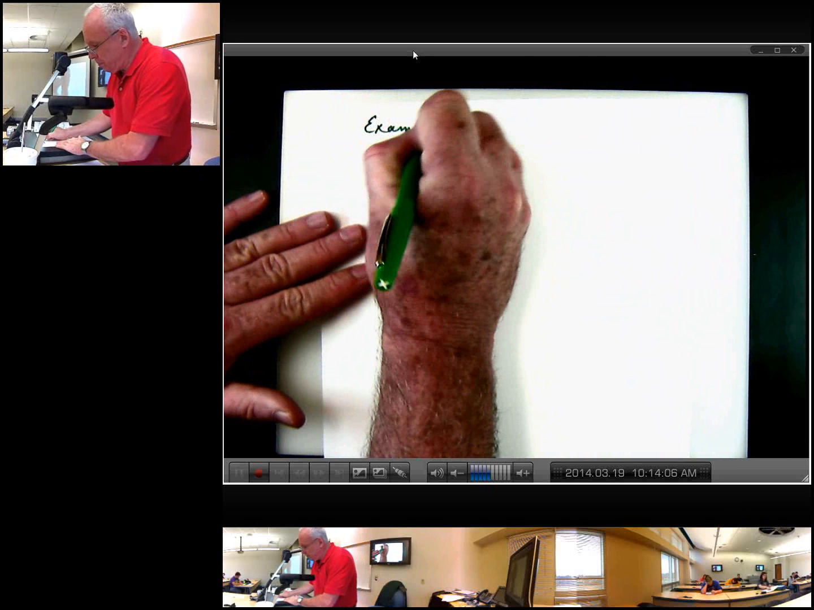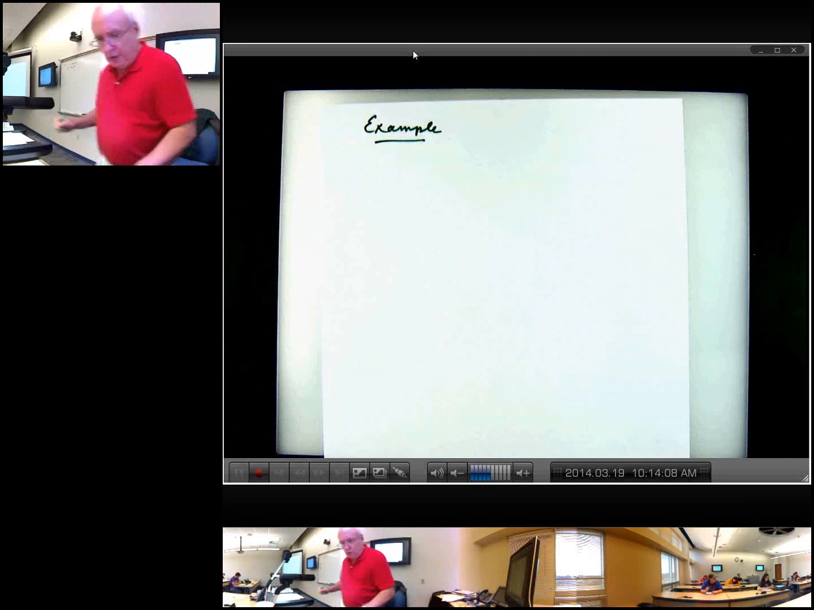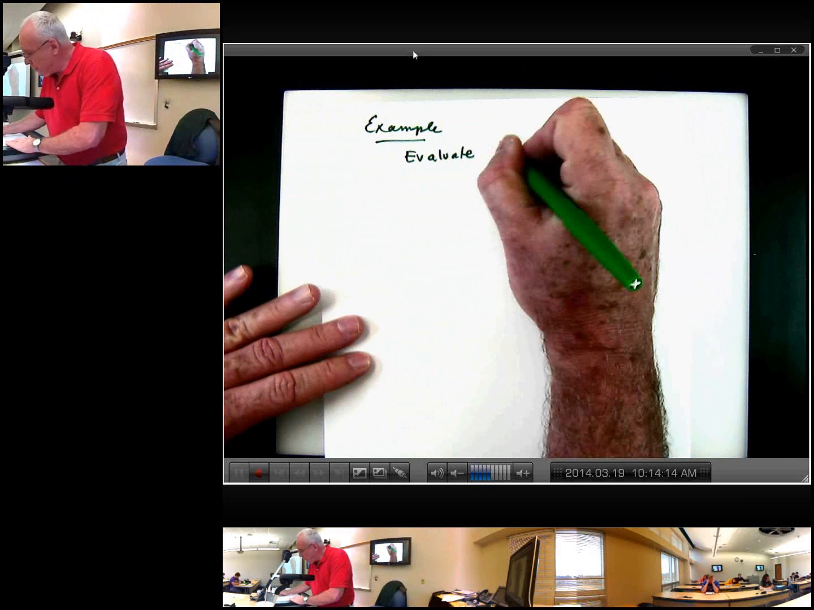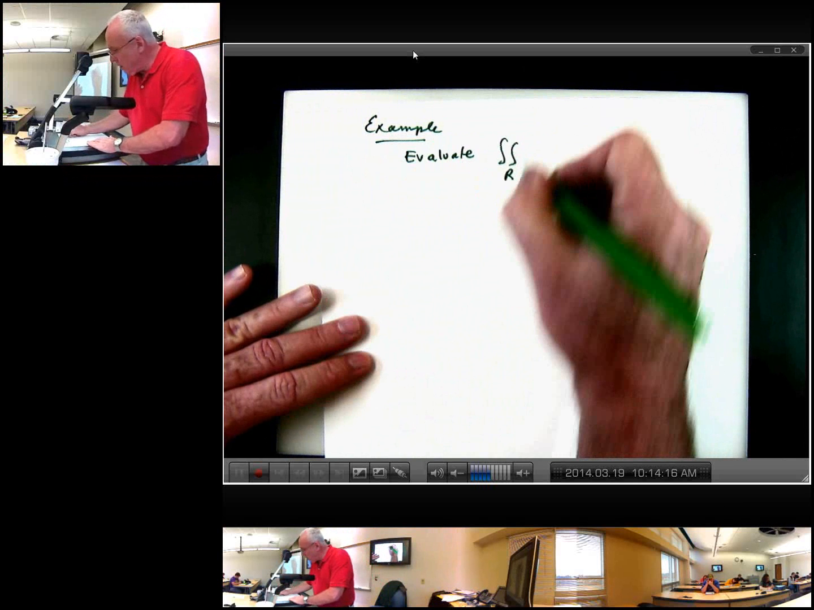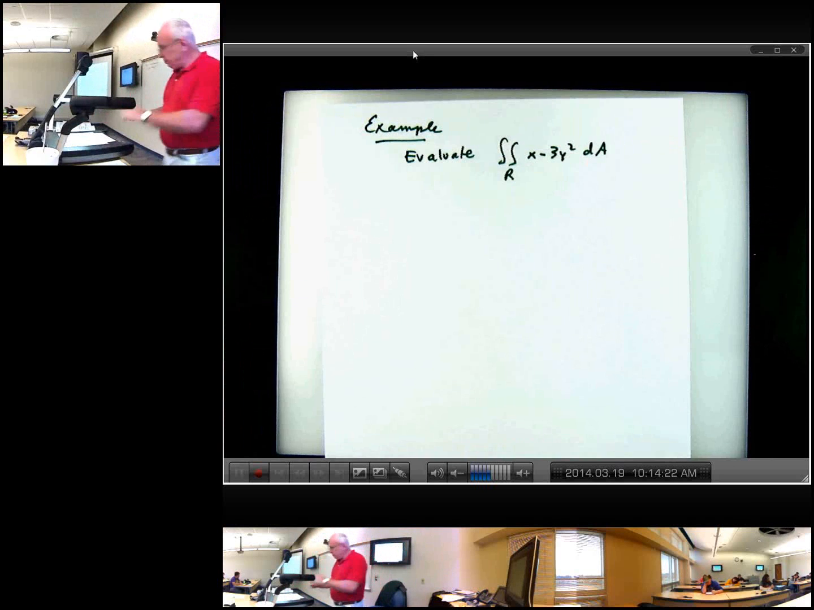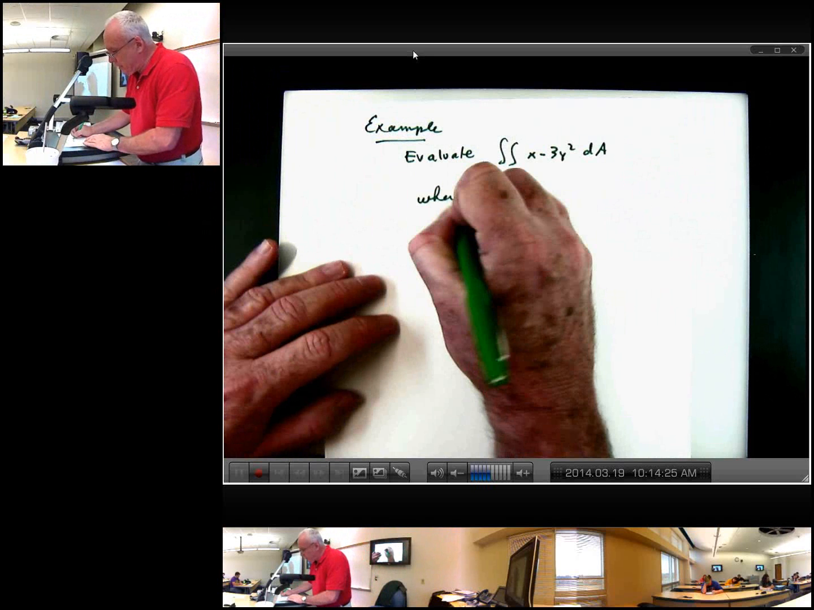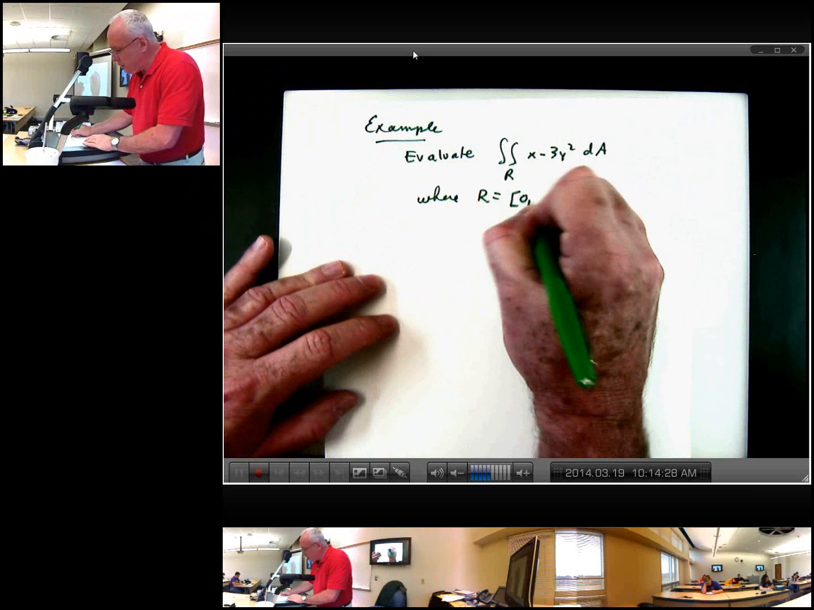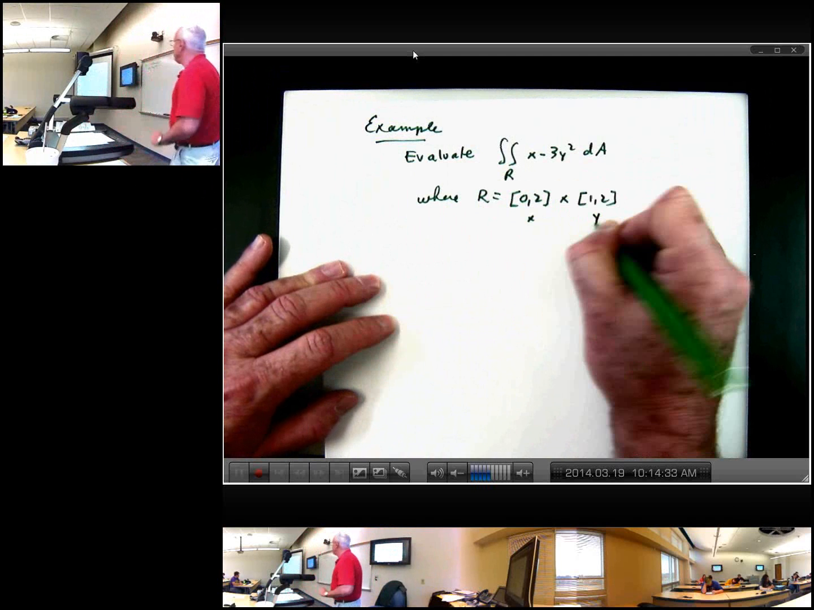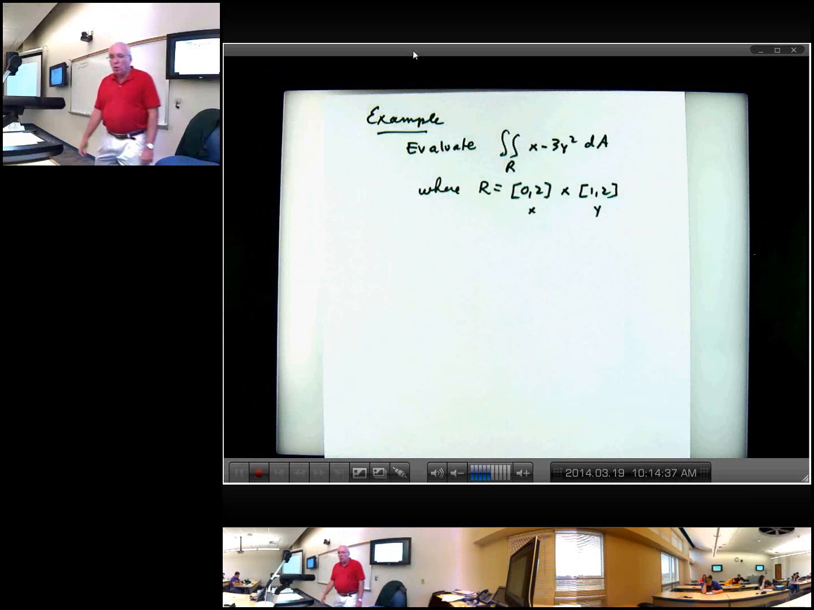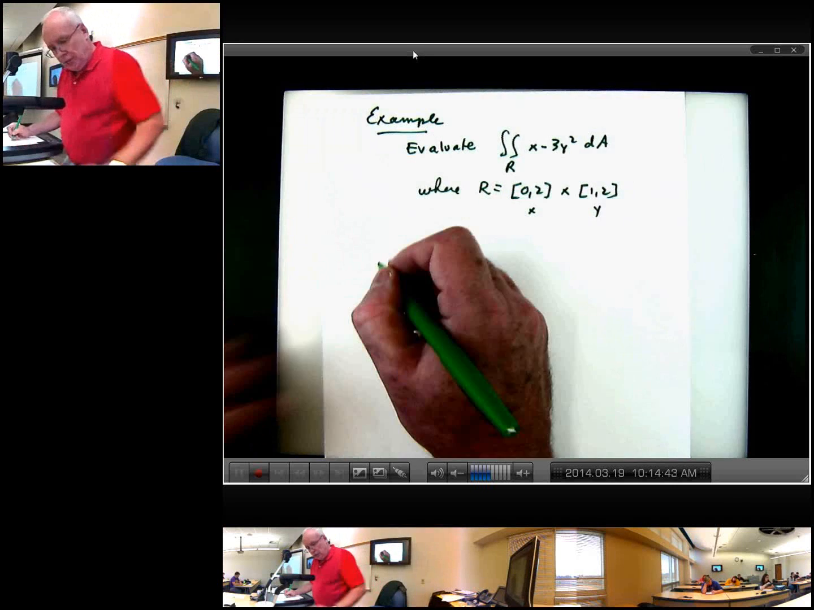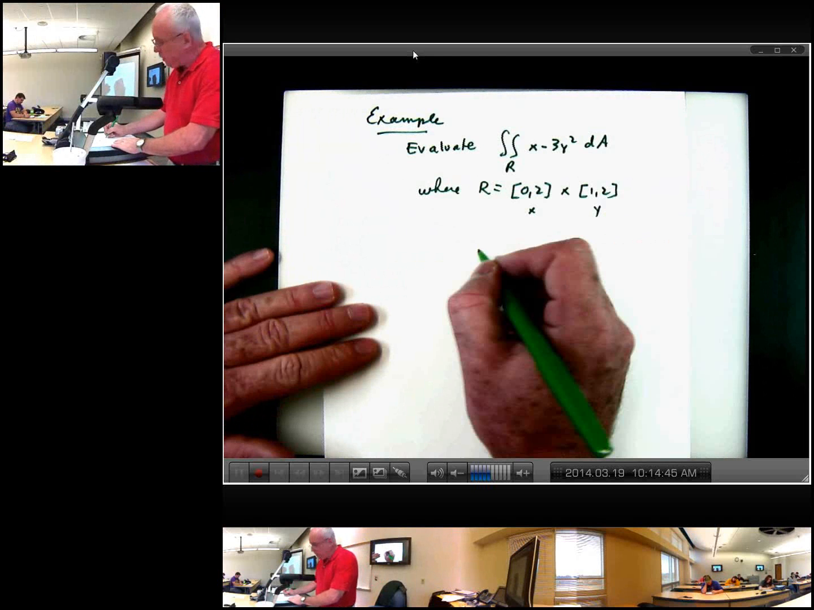Example: evaluate the double integral over rectangle R of x minus 3y squared dA, where this is our rectangle, R is equal to 0 to 2 times 1 to 2. Again, that's the x values and that's the y values. All right, well, we know we can do this just by doing the iterated integral. So let's set it up here. We can go either way.